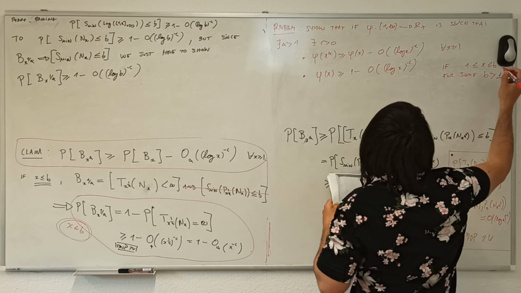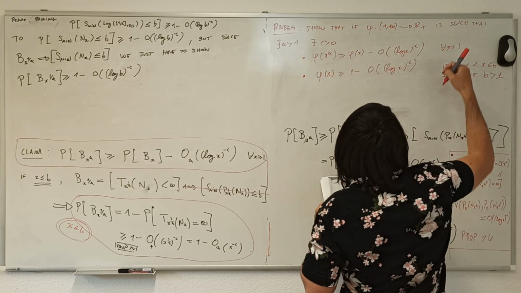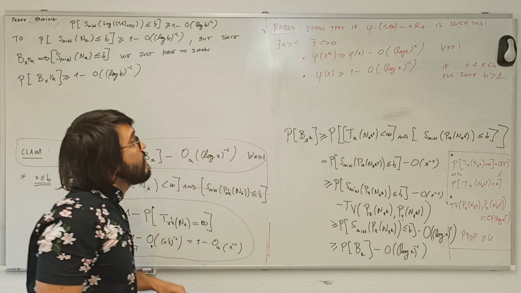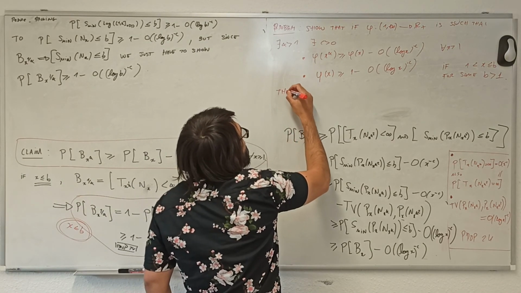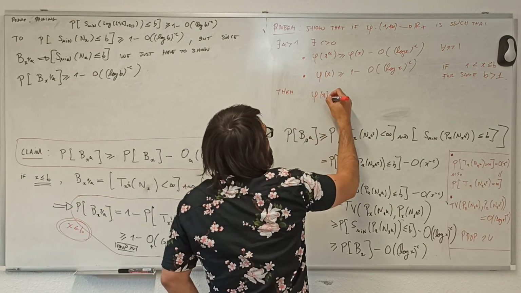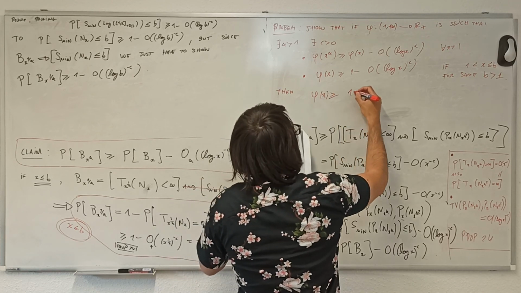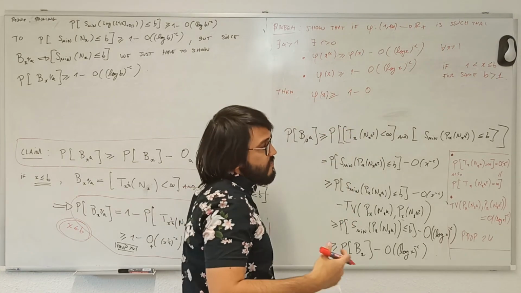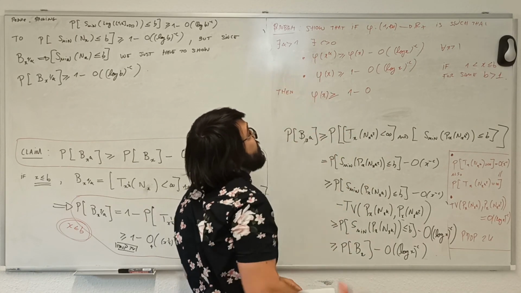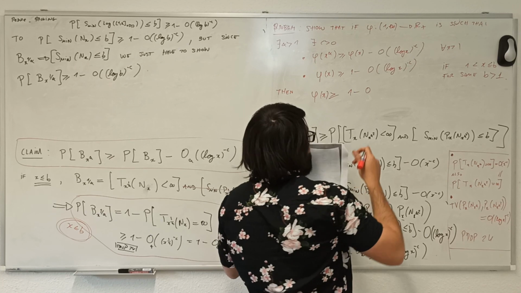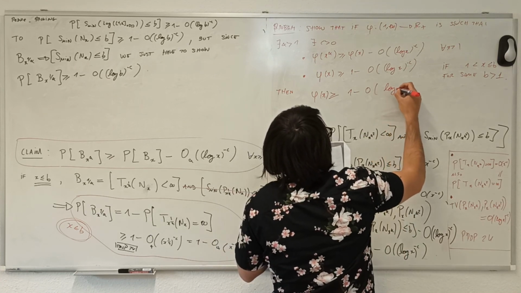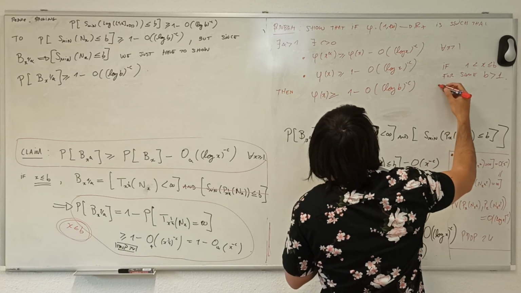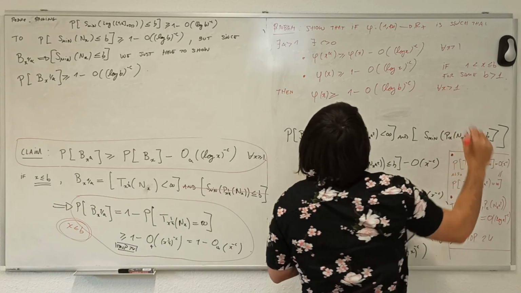B greater than 1, let's say this is less. I'm taking log, and I don't want to take log of 1. Then phi of x is greater or equal than 1 minus O, and this O has an implicit constant that can depend on c, on alpha, but it doesn't depend on b, of log of b to the minus c, for all x greater than 1.